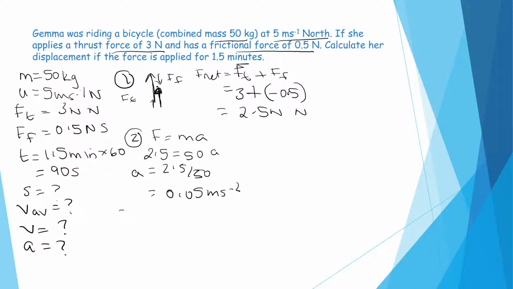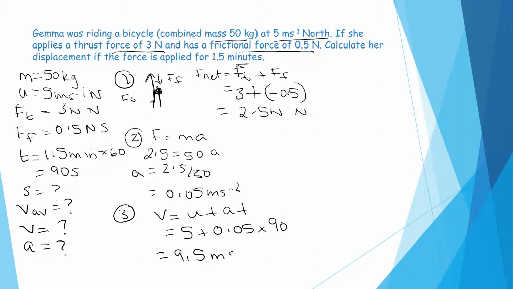Step number 3. I've now got my acceleration. I can find my final velocity. So remember, we go to our data sheet and find the formula as V equals U plus AT. We've got the initial velocity is 5, the acceleration is 0.05 and the time was 90 seconds. So this comes out to be 9.5 meters per second.